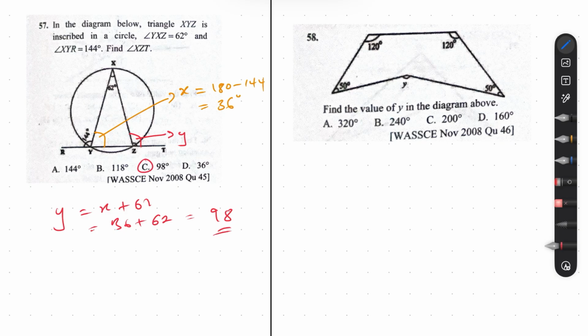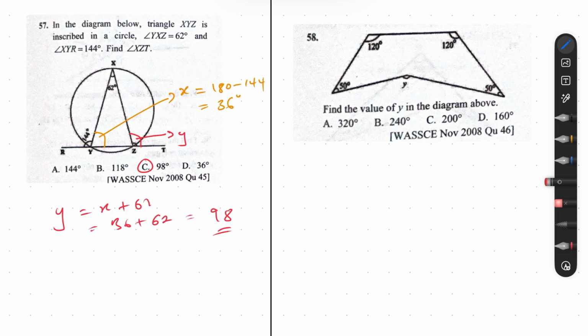Cool. Let's move on to question number 58. The question wants us to find the value of y. Okay, but over here we see that this y plus this angle here should give us 360, because the angles at a point add up to what?